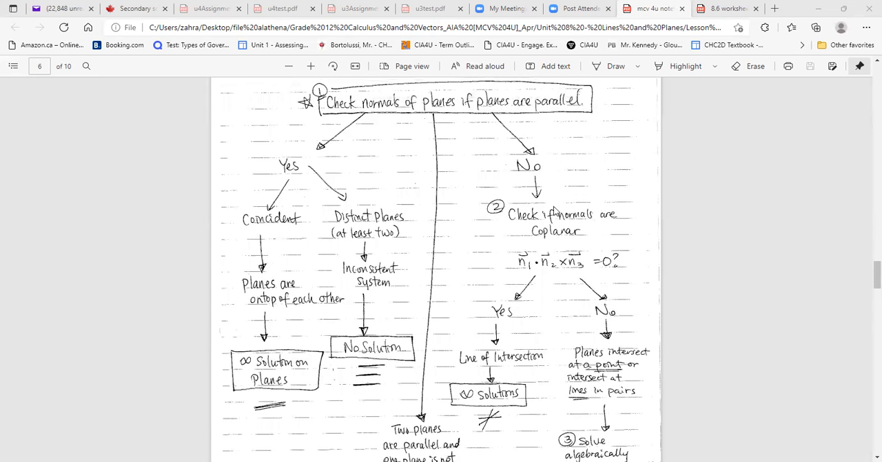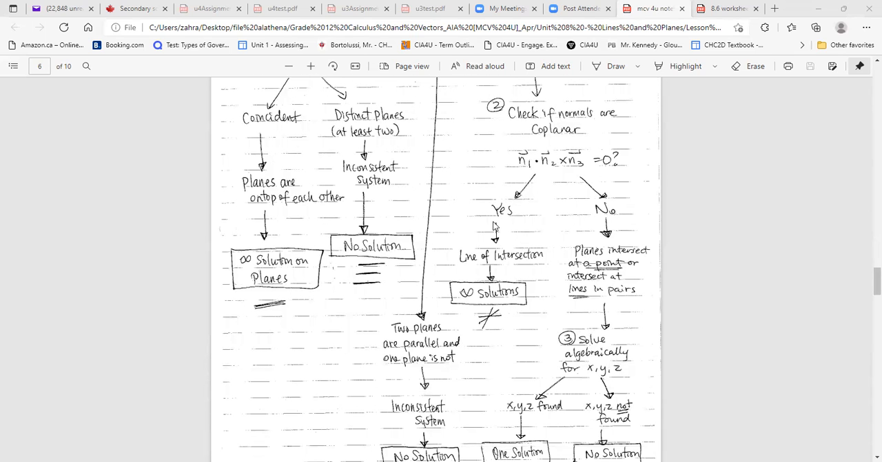If they are not parallel, we have to check if they are coplanar or not. Coplanar means you have 3 normal vectors, one for each of these planes, and N1 dotted with N2 cross N3. So if you cross product 2 of these normals and dot it with the third one, and the result is 0, then they are coplanar. So if they are coplanar, therefore you have a line of intersection, infinite solutions.